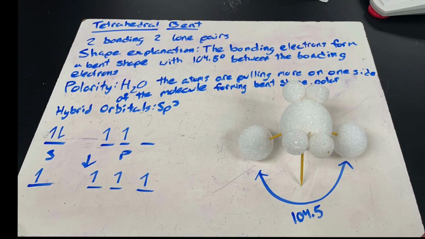For the tetrahedral bent geometry, there are 2 bonding pairs and 2 lone pairs. The shape comes from the bonding electrons forming a bent shape with 104.5 degrees between the bonding electrons. For the polarity, the lone pairs on each side push the bonding pairs, creating a pole. For example, H2O has a tetrahedral bent geometry, which makes it appear bent. The orbital hybridization for a tetrahedral bent is sp3.